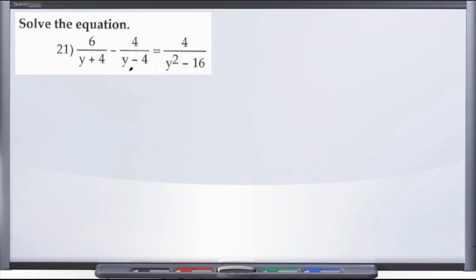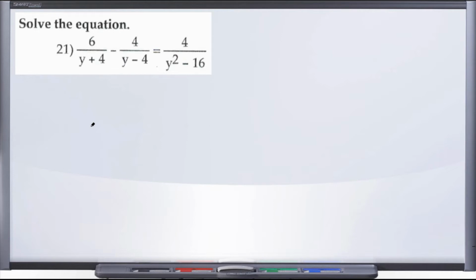So picking up with number 21, we are now solving the equation. What they want us to do is, at the end, have a value for y. We'll have y in this case because we're working with y, but if we were dealing with x, then you would have x equals some number, or y equals some number in this case.